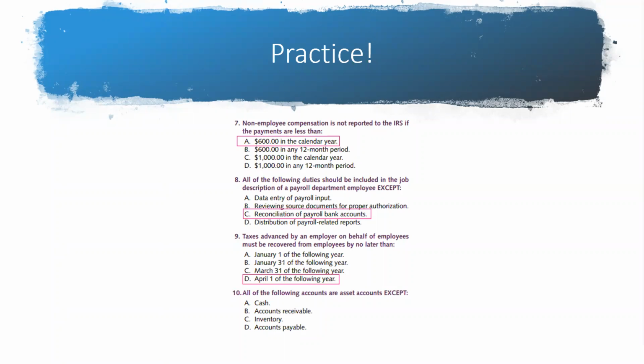All of the following accounts are asset accounts except which one? Cash, accounts receivable, inventory, or accounts payable? Good job. It is accounts payable.